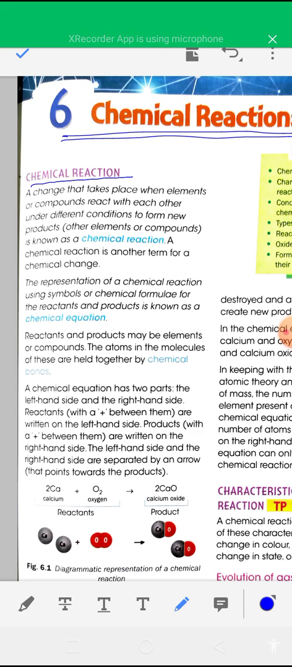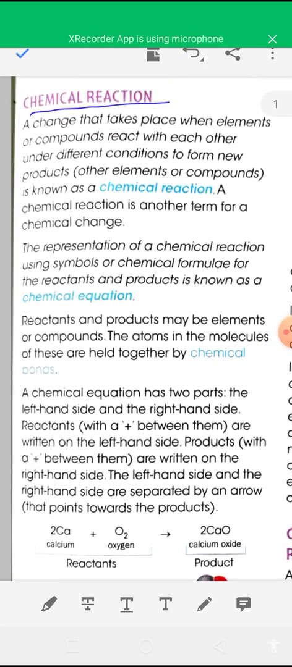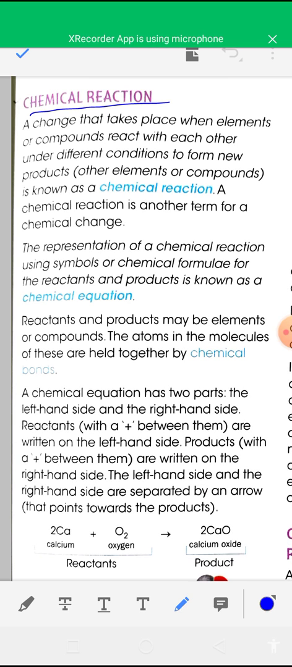The symbolic representation of a chemical reaction using the symbols and formulas of the reactants and products is known as a chemical equation. The substances that undergo the chemical change are known as reactants, and the substances that are produced after the reaction are known as products.